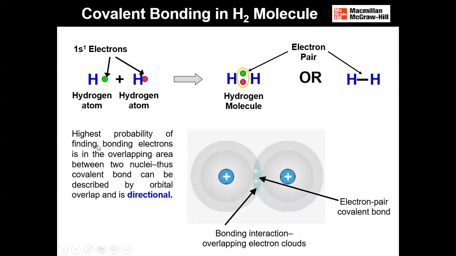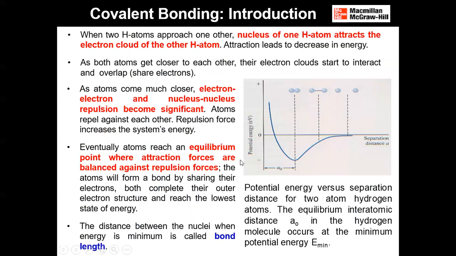Okay, so these are the examples. The simplest molecule is hydrogen, where they share the 1s electrons, 1s1, this one also, to form hydrogen gas. There is a bonding interaction through overlapping electron clouds. That means the repulsion and attraction forces are in equilibrium, so that's why they can form the bonding in the equilibrium state.